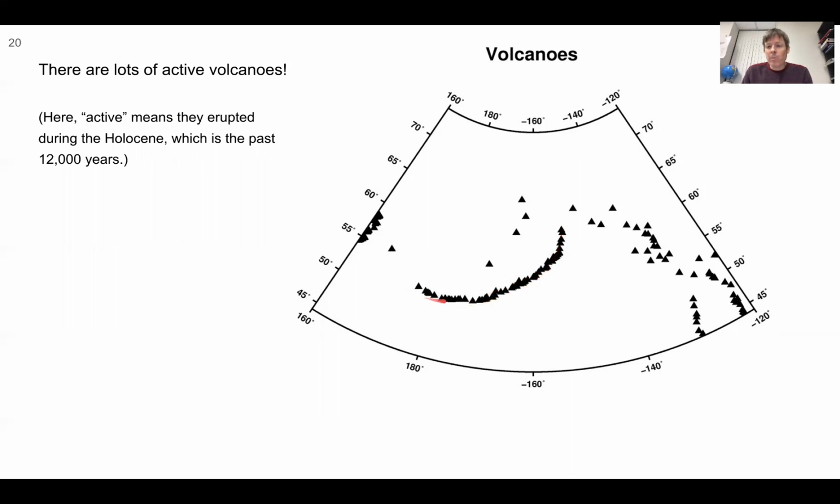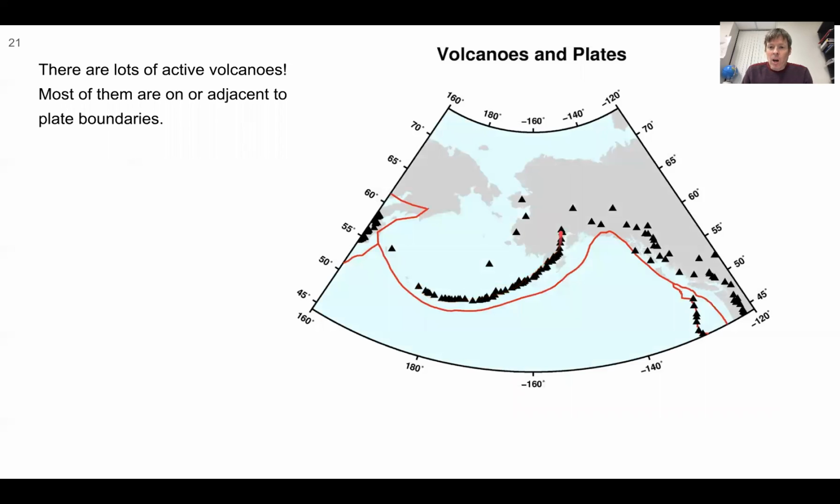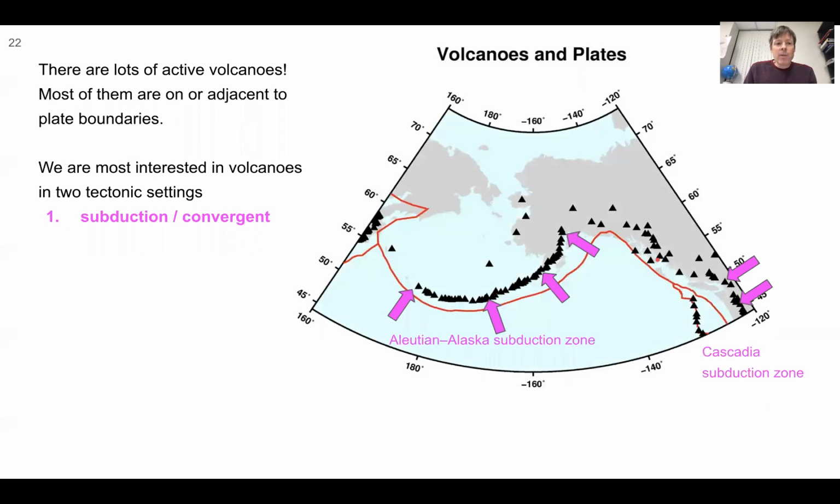You can see this really beautifully systematic volcanic arc that is along the subduction zone here. We're interested in volcanoes in two settings. One is the subduction zone. There's one here, but there's also the Cascadia subduction zone in Washington and Oregon. And this is associated with this Juan de Fuca plate subducting to the east under that region. So this is a second subduction zone.